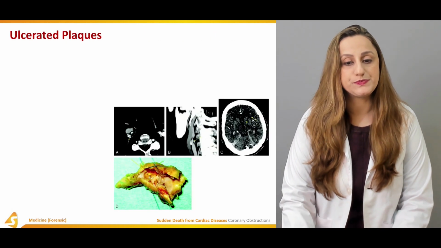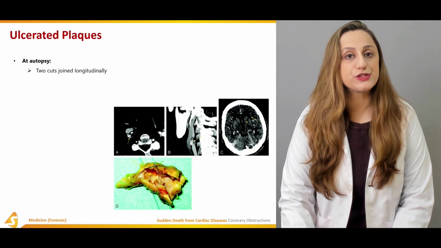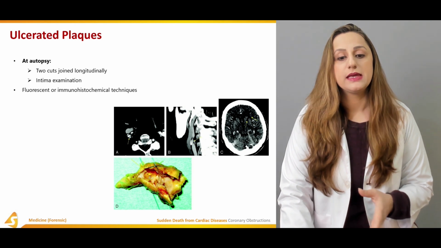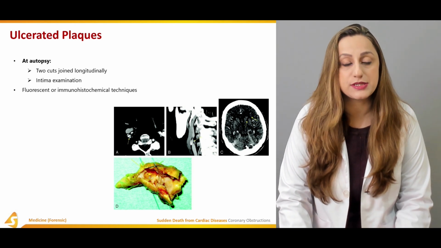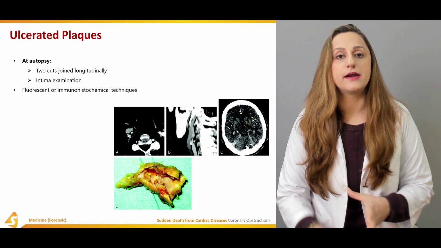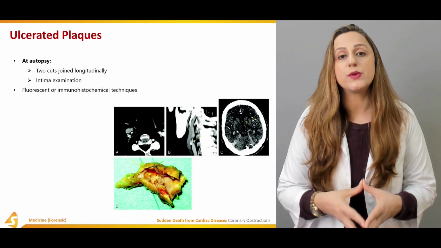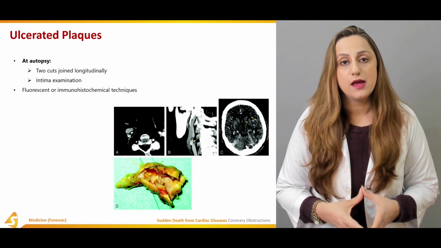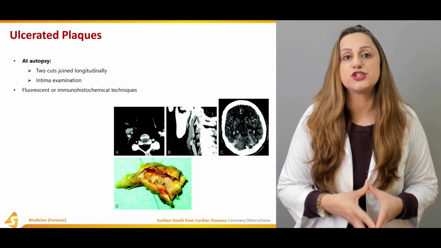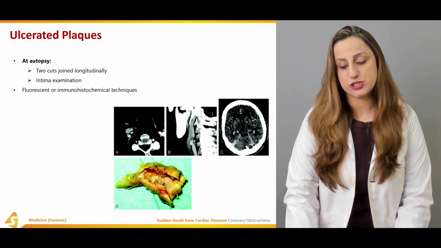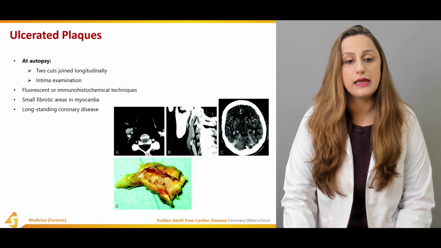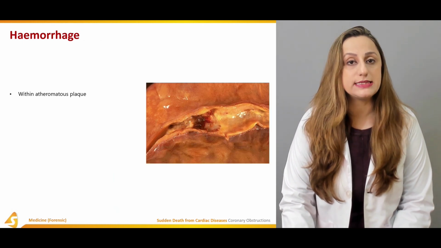At autopsy, you're basically going to take two cuts that are joined longitudinally. The heart is dissected in figure D, as already mentioned. Fluorescent or immunohistochemical techniques are applied at this level just to indicate what tissue has been damaged according to the blood supply, which blood supply was compromised, and which tissue or which portion of the heart was damaged. Small fibrotic areas in the myocardium are seen, and there's a long-standing coronary disease at this level.